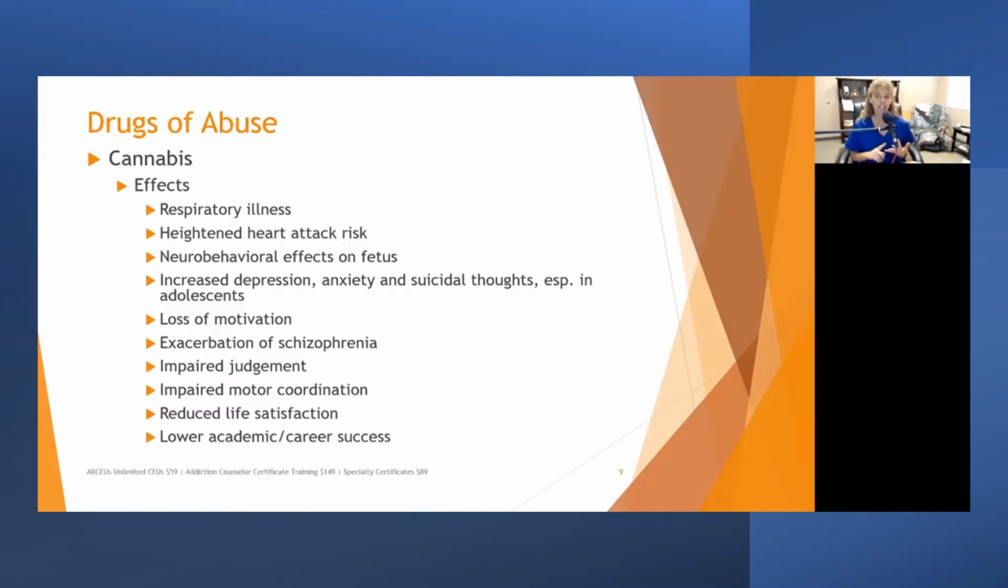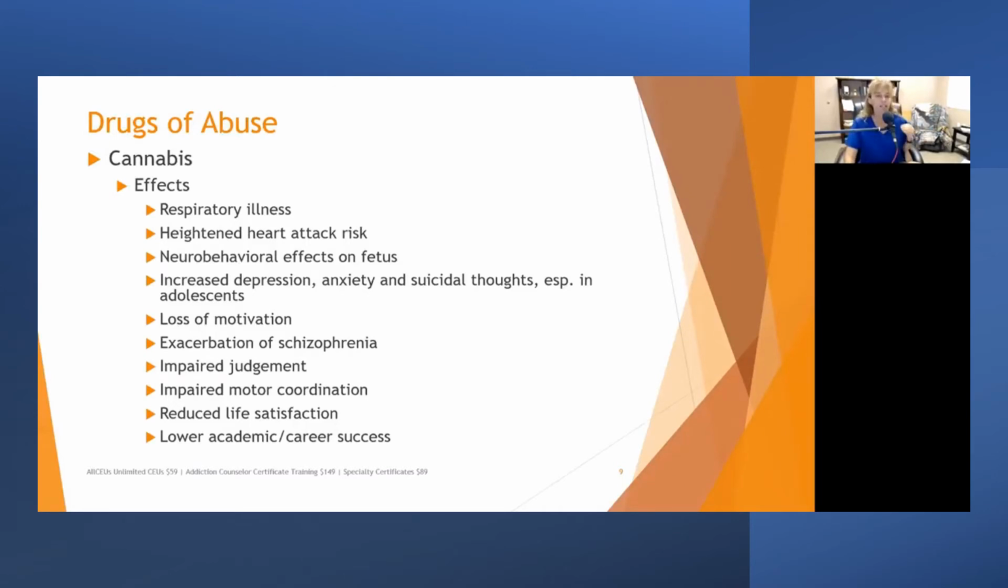Increased depression, anxiety, and suicidal thoughts, especially in adolescence. Loss of motivation, worsening of schizophrenia, impaired judgment, impaired coordination, reduced life satisfaction, and lower academic or career success. So, when we're looking at the physical impact of cannabis, in my opinion, it's not nearly as scary as alcohol, which is also legal.